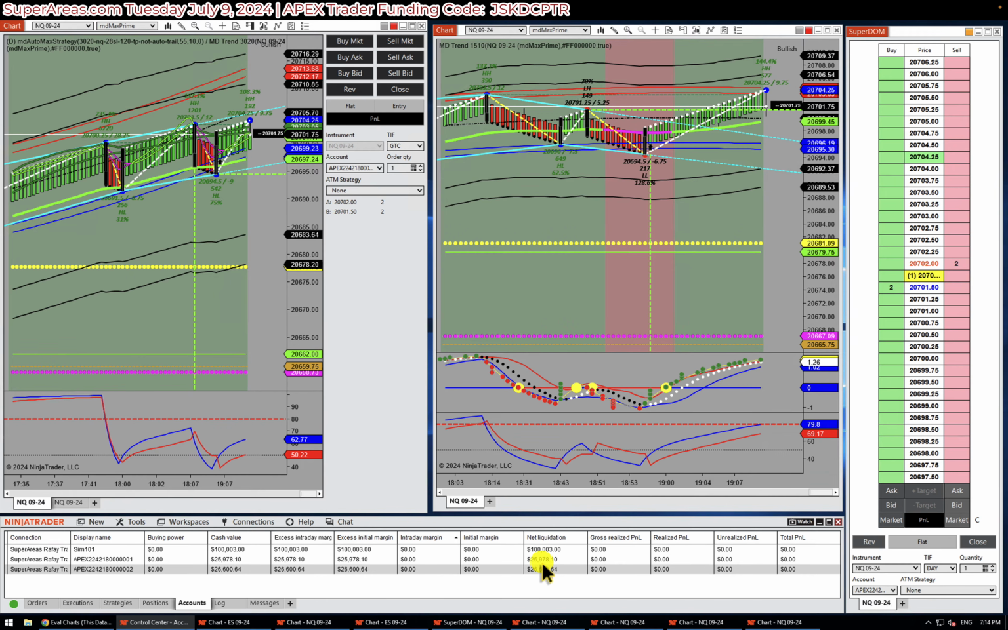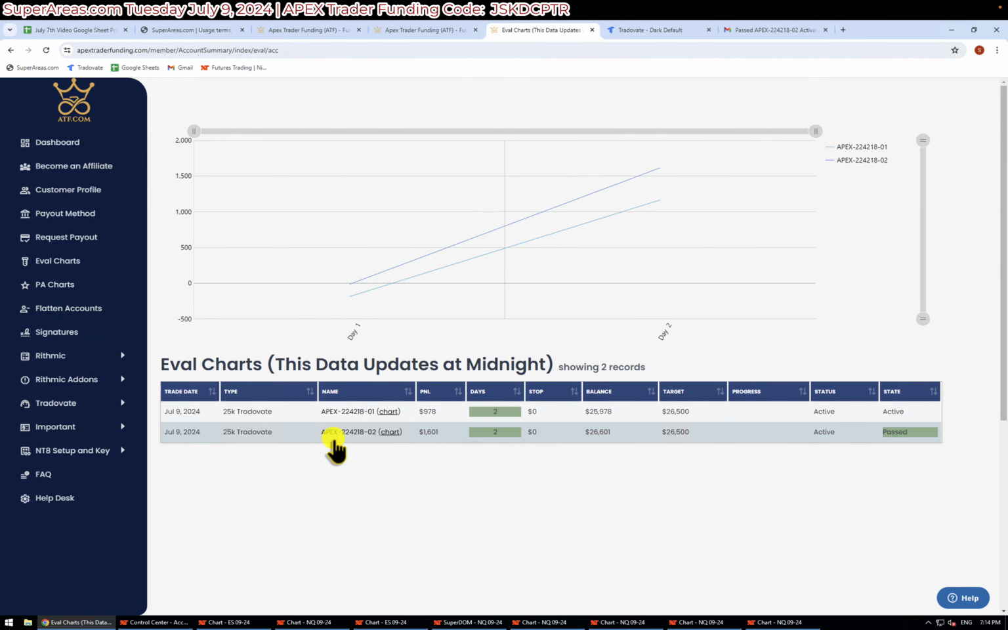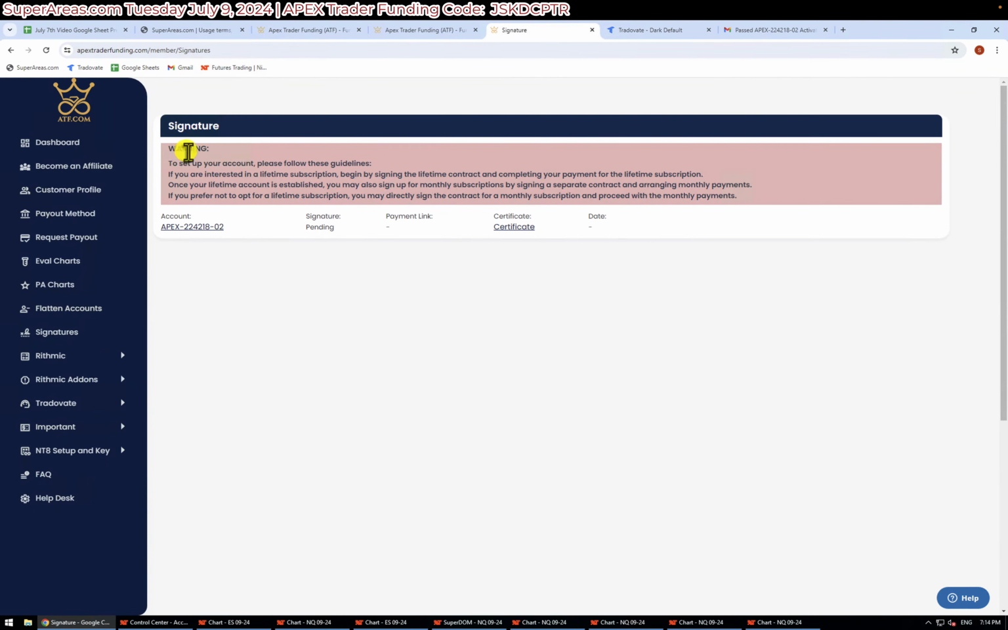So once you have passed, make sure to go in. So now this is what I will do. Account number 2 is passed, and you see right here, signatures. You will see this. Account number 2 is passed because that's what is showing. It says pending state. My signature is pending. My payment link is not going to appear until I sign.